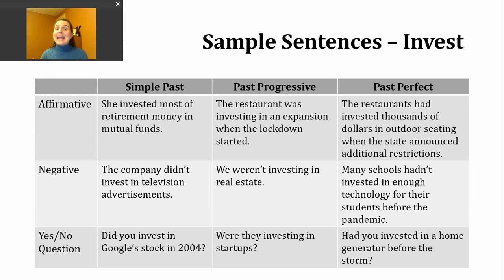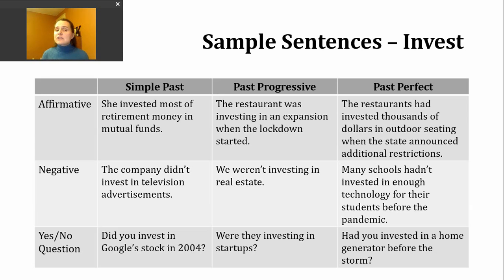If I want to make a negative past progressive sentence, all I need to do is insert not after my be verb. You might hear native speakers use the contraction forms wasn't and weren't. Let's look at another example sentence. They weren't investing in real estate.